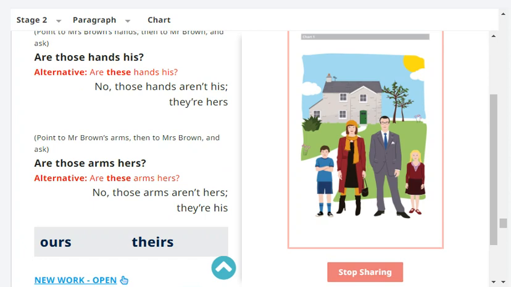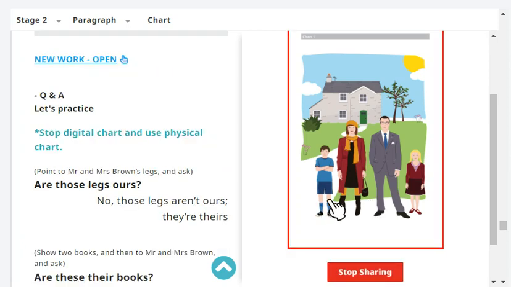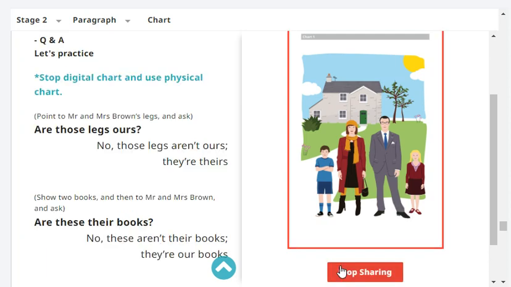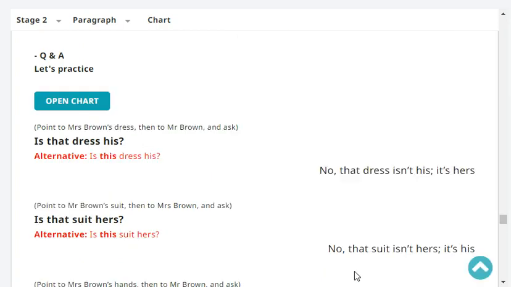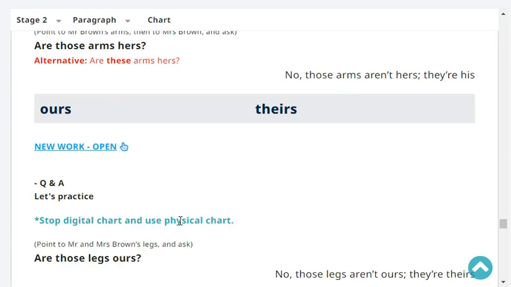Very good. Are these our legs? No, those legs aren't ours. They're theirs. Very good.